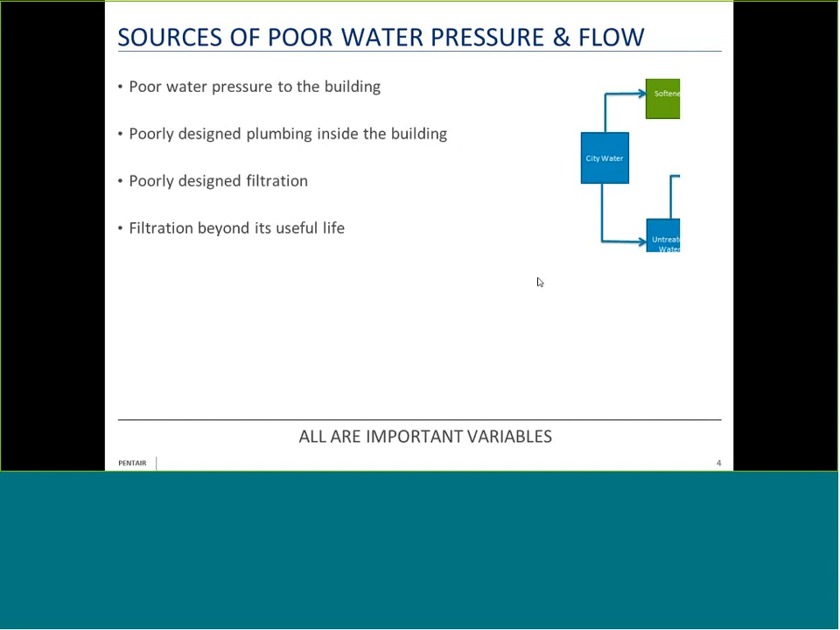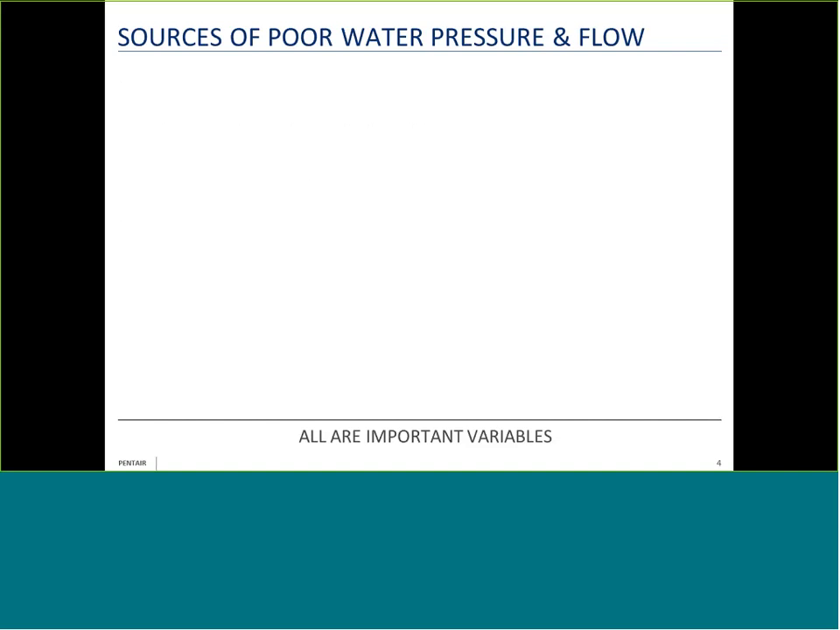And then the other source of reduced pressure and flow is filtration beyond its useful life, when it's so loaded with dirt that you can't physically push water through at that pressure any longer. So these are all important variables that we want to overcome in supplying water pressure and flow to our equipment, because that plumbing infrastructure is the lifeblood of that equipment. Without it, it will not get water, and we have to supply it with the right amount of water for it to function properly.